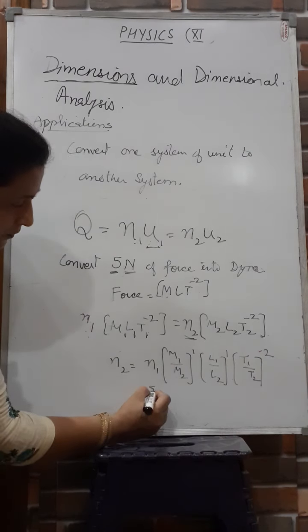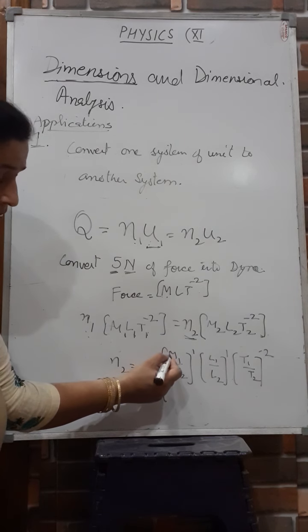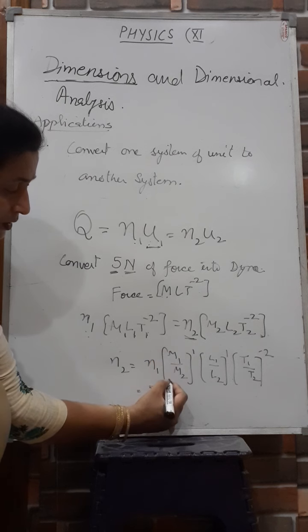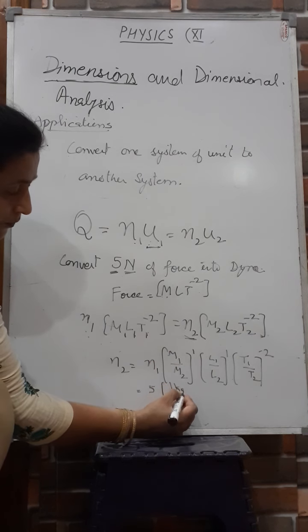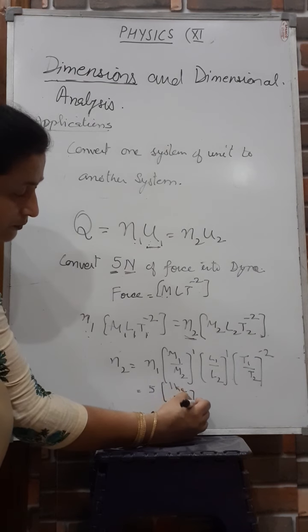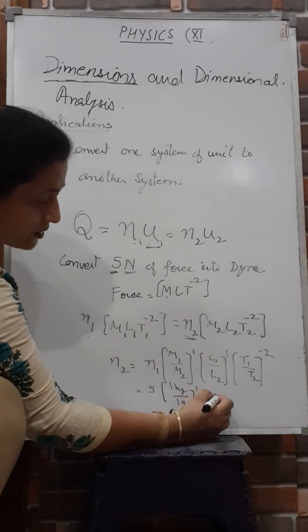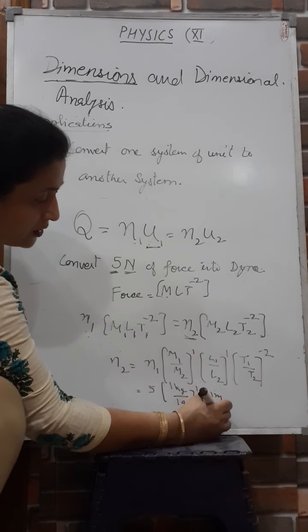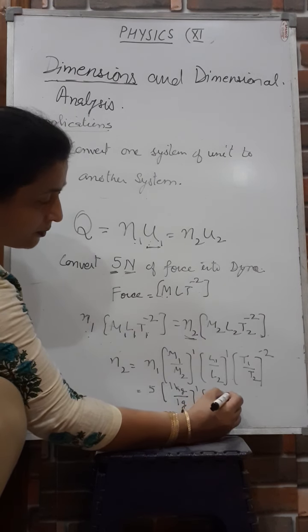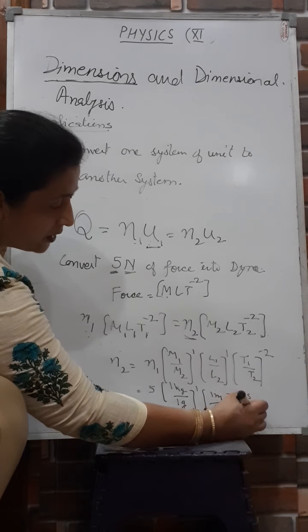N1 is 5. In the first system of units, SI system, mass M1 is measured in kg. M2, mass is measured in gram. Length L1 in the first system is measured in meter, and in the CGS system it is measured in centimeter. Time in both is measured in second.